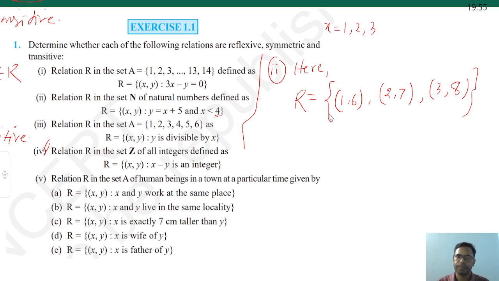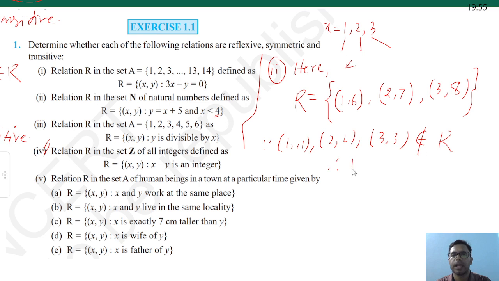Now you see the reflexive property. Reflexive property means for these three elements we needed (1, 1), (2, 2), (3, 3) to be in R, but those elements are not in R, therefore R is not reflexive. Write that line: since (1, 1), (2, 2), (3, 3) are not in R, therefore R is not reflexive. The first part is complete.